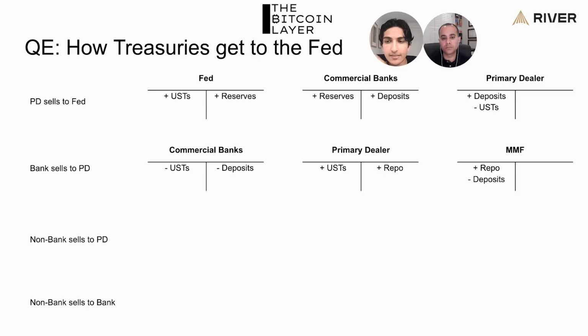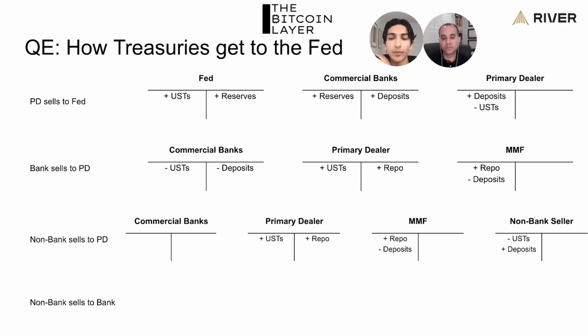And then the second one is if a non-bank sells to a primary dealer. So here we have the non-bank seller. You can say that's like a household who owns a treasury bond who now wants to sell it and buy something else. The non-bank seller gives up its treasuries. The primary dealer takes possession of those treasuries. But again, the primary dealer has to fund that purchase. And what that typically looks like is a money market fund providing that cash.